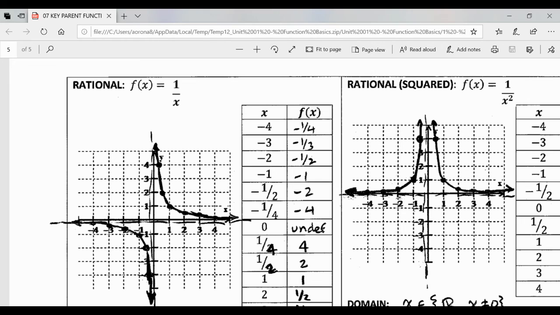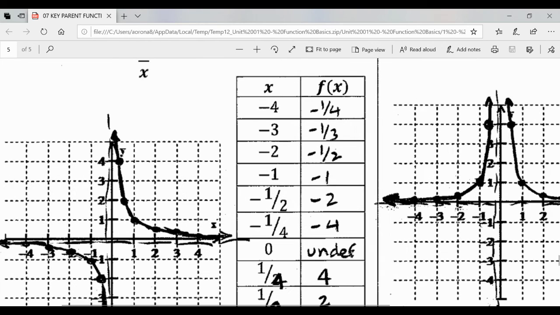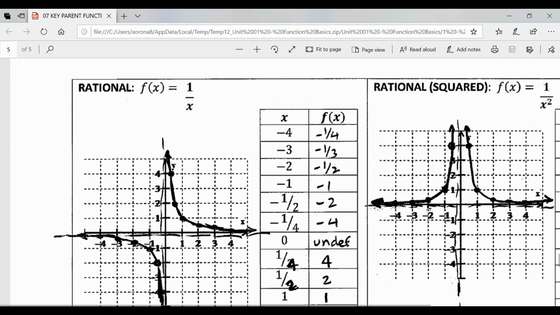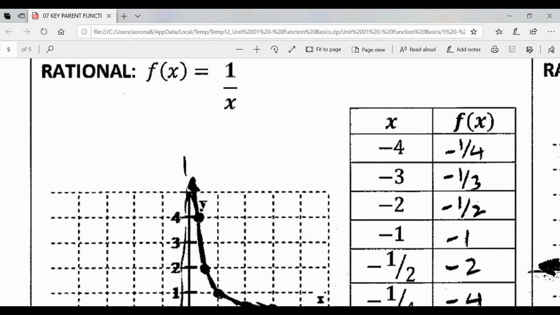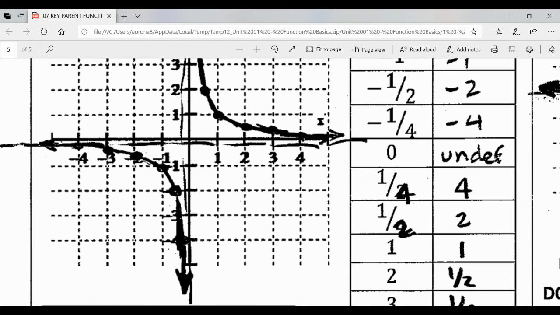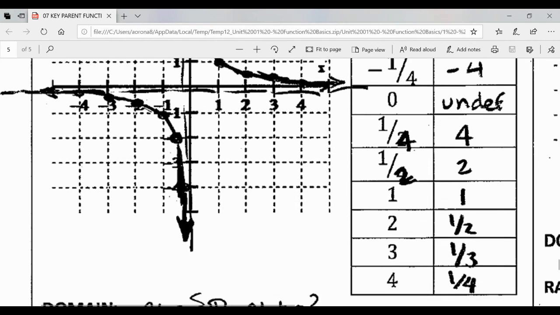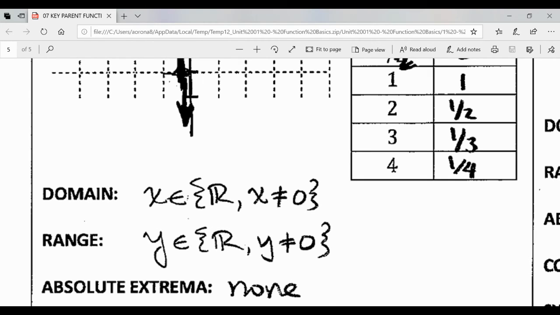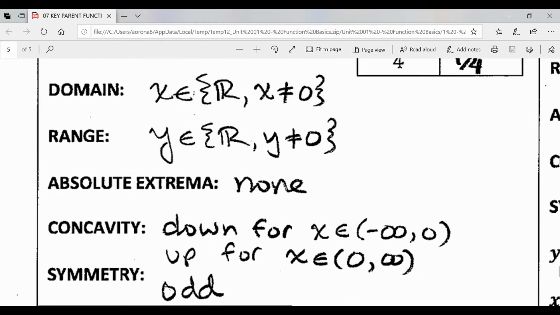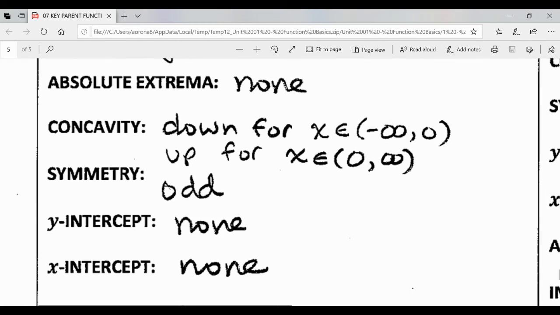The last two functions are the rational and rational squared, also known as a reciprocal function. So let's look at the rational one first. Again, make sure all your values, there we go. Make sure that all your values match. Okay, they should be okay. You just want to double check. Make sure that you pause if you need to. Domain and range, pretty much everything except for 0. Okay, because we have those asymptotes there in the middle. More properties.